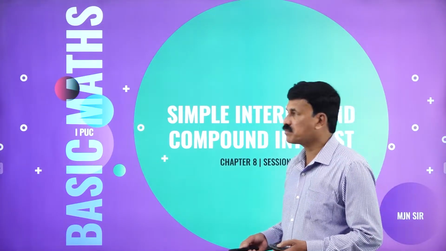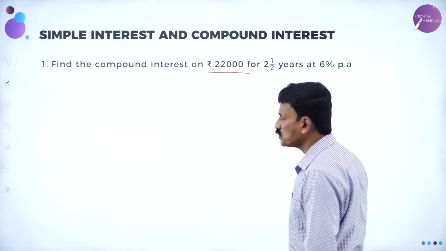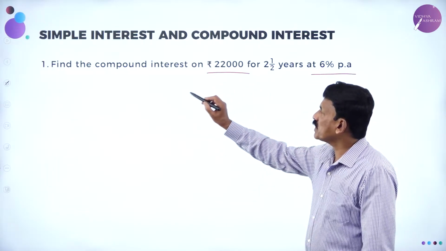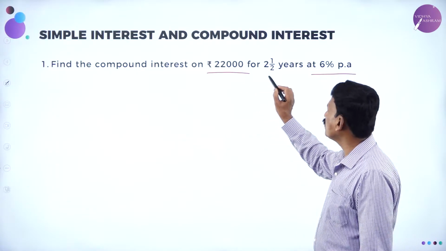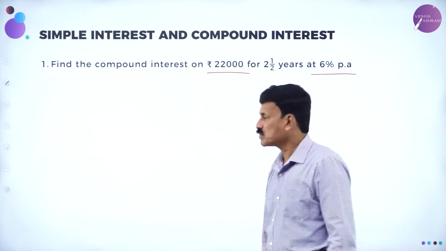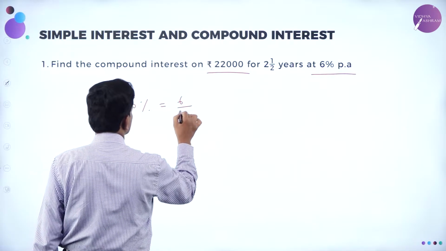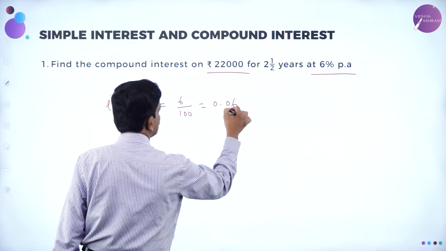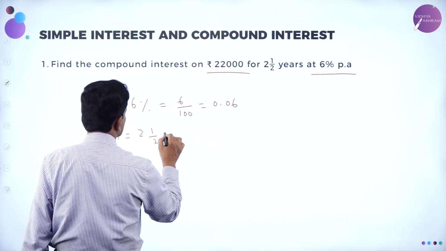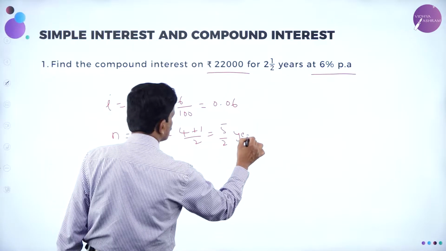Now let us come to the first problem. Find the compound interest on rupees 22,000 for 2.5 years at the rate of 6% per annum. What is the amount given? So find the compound interest for 22,000, time period is 2.5 years, at the rate of interest 6% per annum. Now what is the rate of interest here? I is equal to 6%, that is nothing but 6 divided by 100 is equal to 0.06. And what is the time period? N is equal to 2.5 years, that is nothing but 2 into 2 is 4 plus 1 by 2, equal to 5 by 2 years, right?